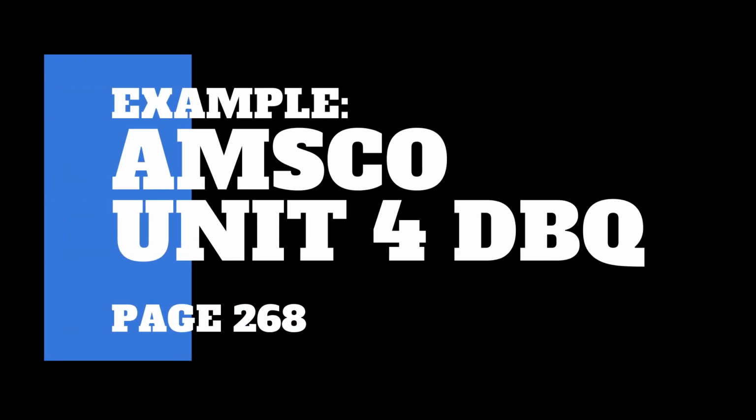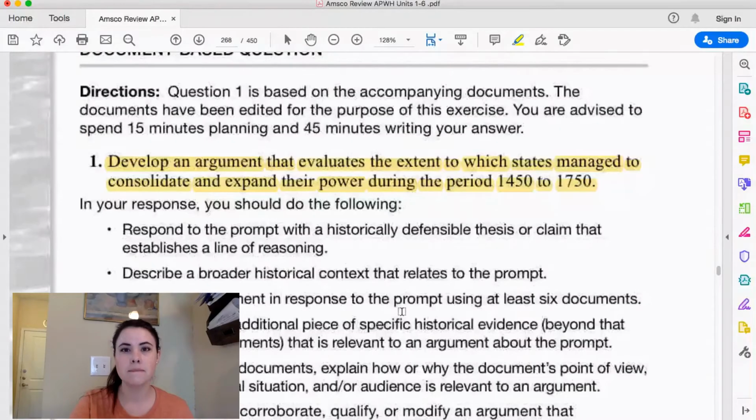Let's start by looking at an example from the AMSCO Unit 4 DBQ, which is on page 268 if you want to go pull it up. So just as a reminder, the prompt for this particular DBQ was develop an argument that evaluates the extent to which states managed to consolidate and expand their power during the period 1450 to 1750.